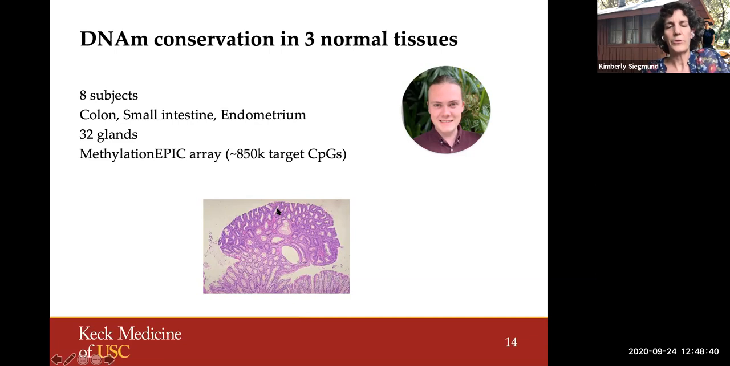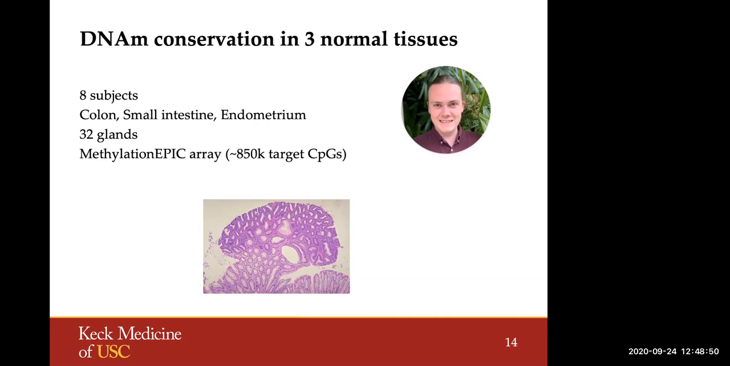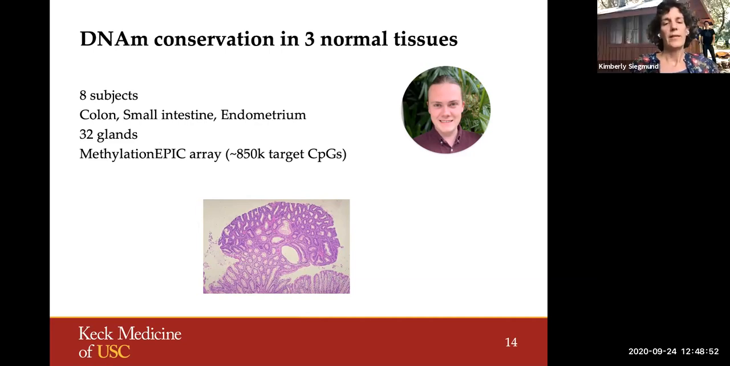So kudos to our lab, because glands themselves are only maybe 2,000 to 10,000 cells. And that's not a lot of cells to run the arrays. They're pretty greedy in terms of wanting lots of arrays, lots of cells. But our lab here is quite good at running these on very small amounts of DNA.